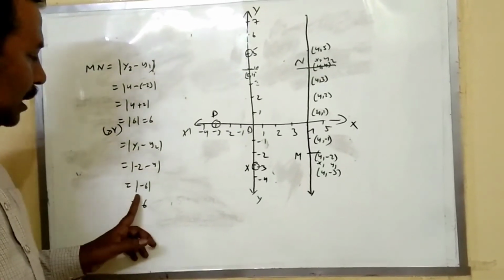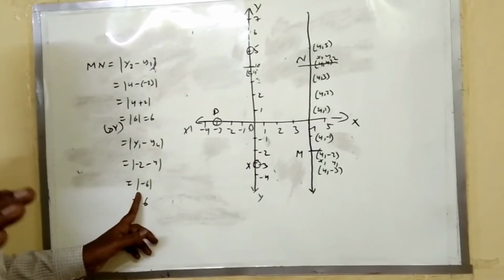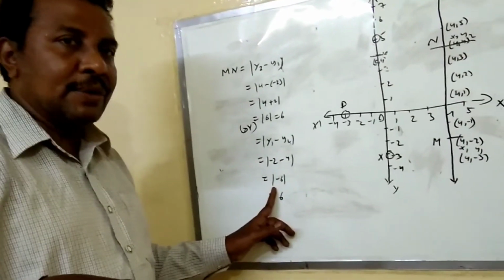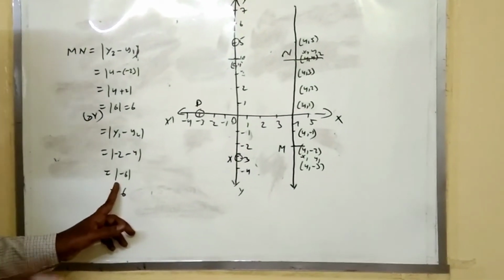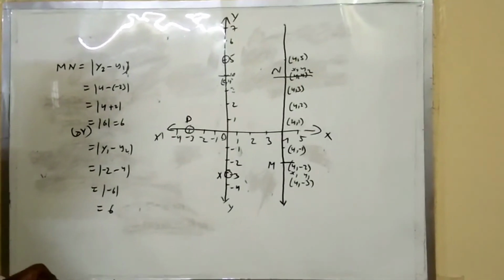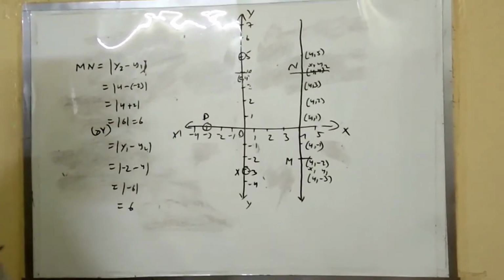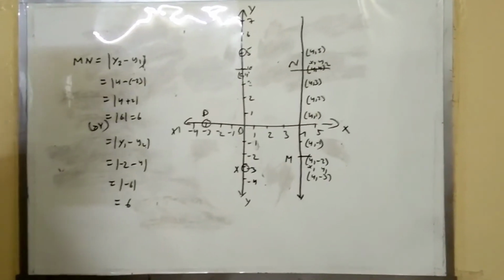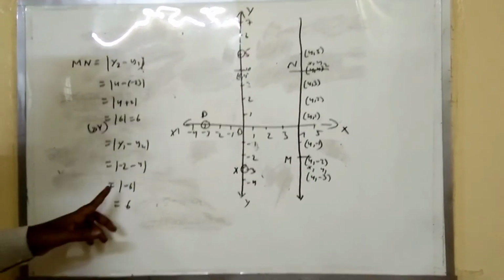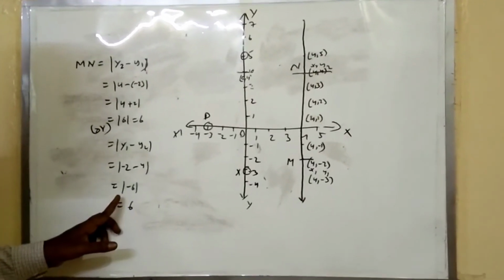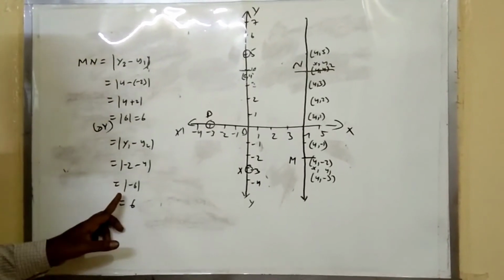Okay, why are we keeping the mod here? To convert the distance from negative to positive. If we get a negative value, distance cannot be negative. Suppose I say the distance from my home to school is 5 kilometers. Can I say the distance from my home to school is minus 5 kilometers? It is not possible because negative is not applicable for distance as well as area. So if you get a negative value, to change it into positive, we use the mod. That is why this mod is kept.